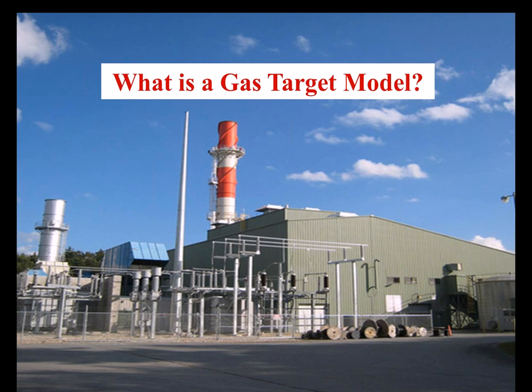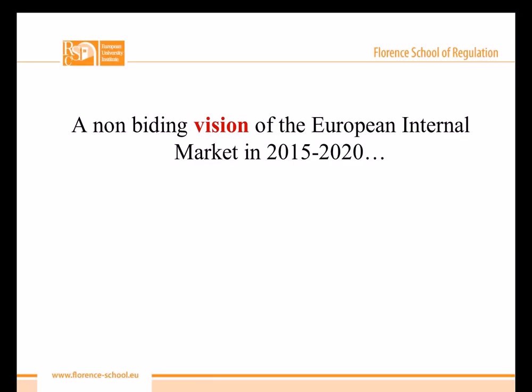That's a picture. It is usually said that a picture helps to understand, but is it the picture of the target or a picture of the model? And why a picture and not words, not maths, not figures? Because it is a vision. The target model is only a vision. On top of it, it is a non-binding vision.